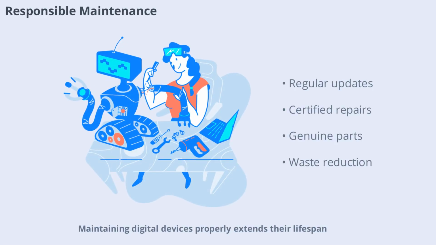Maintaining digital devices properly extends their lifespan and reduces the need for frequent replacements. Regular updates, cleaning, and repairs keep devices running efficiently. Sustainable maintenance also involves using certified repair services and genuine parts to avoid unnecessary waste. By taking care of our technology, we not only save money but also help conserve resources. In the following scene, we'll explore the end-of-life stage and how to handle obsolete devices sustainably.